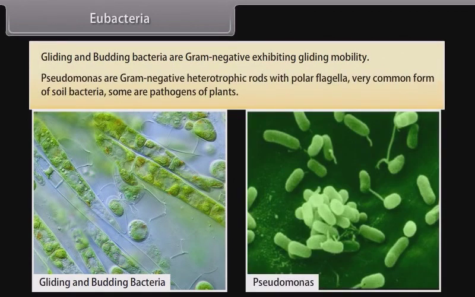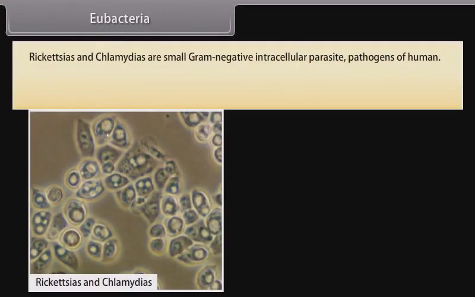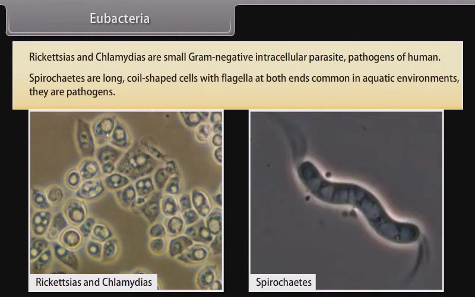Pseudomonas are Gram-negative heterotrophic rods with polar flagella, a very common form of soil bacteria. Some are pathogens of plants. Rickettsias and chlamydias are small Gram-negative intracellular parasite pathogens of humans. Spirochetes are long, coiled cells with flagella at both ends, common in aquatic environments. They are pathogens.